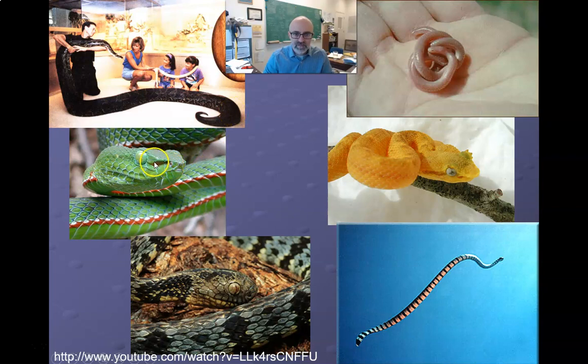Pit vipers. This is some type of probably South American pit viper. This is a unique organ, not found in any other lineage of vertebrates. It actually integrates and innervates with the optic nerve. And so, of course, we can't really know what a snake experiences, but the thought is that when they see a visual image, overlaying on top of that is a thermal image too.